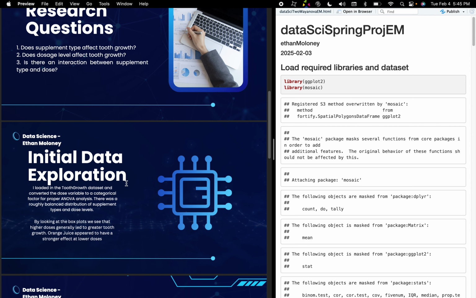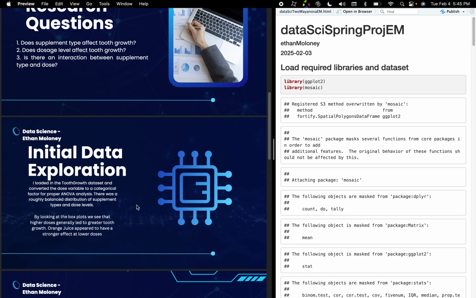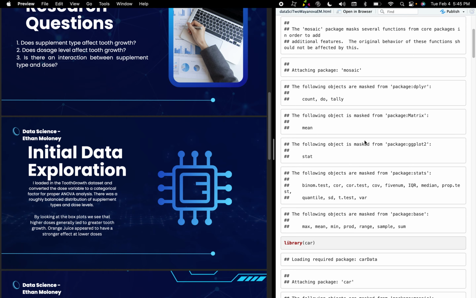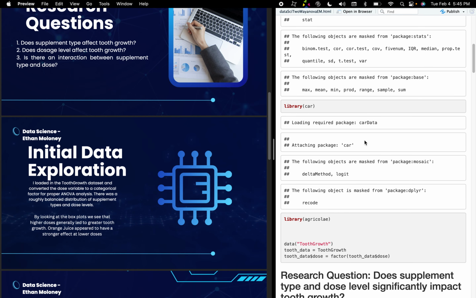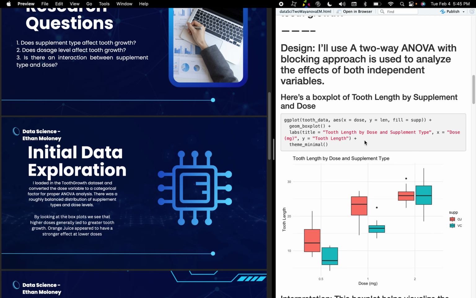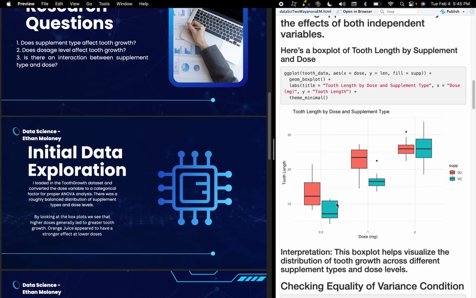So I initially loaded the tooth growth dataset and converted the dose variable to a categorical factor for proper ANOVA analysis. There is a roughly balanced distribution of supplement types and dose levels. By looking at the box plots, we see that higher doses generally led to greater tooth growth. Orange juice appeared to have a stronger effect at lower doses. So you can see here, at lower doses, orange juice had a pretty significant impact on growth. But at higher levels, there really wasn't too much difference.